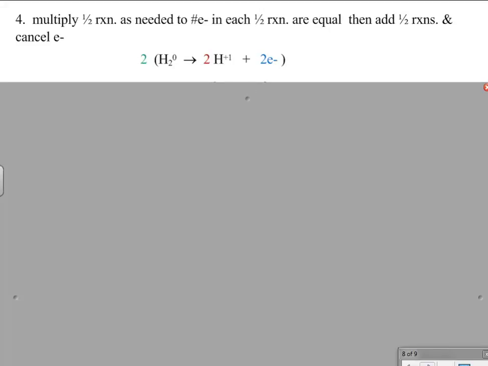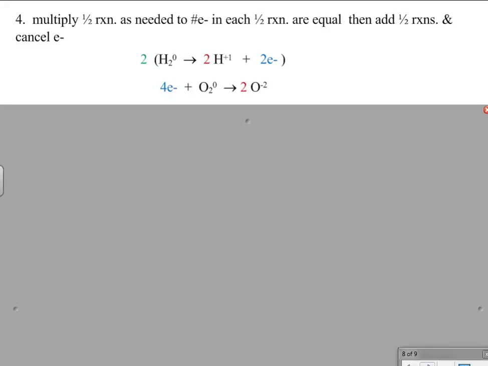Now we're going to take these two half reactions and we're going to add them together. In order to do that, though, we need to make sure that the number of electrons in each half reaction is the same as the other. So with our two half reactions here, 2 electrons in the first, so we multiply the whole reaction by 2. We have 4 electrons in the second one, so we're all set.